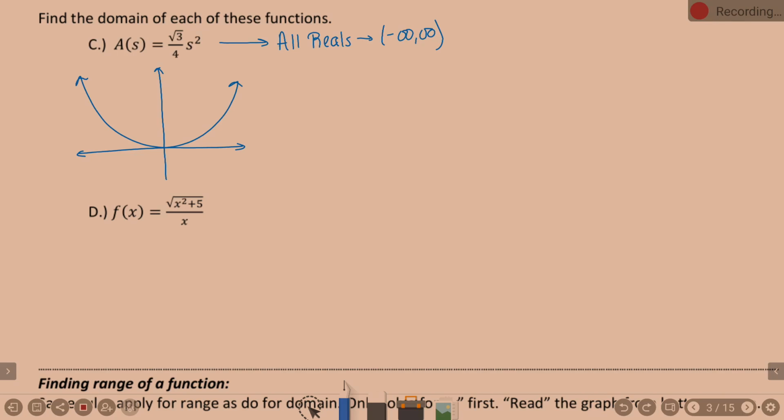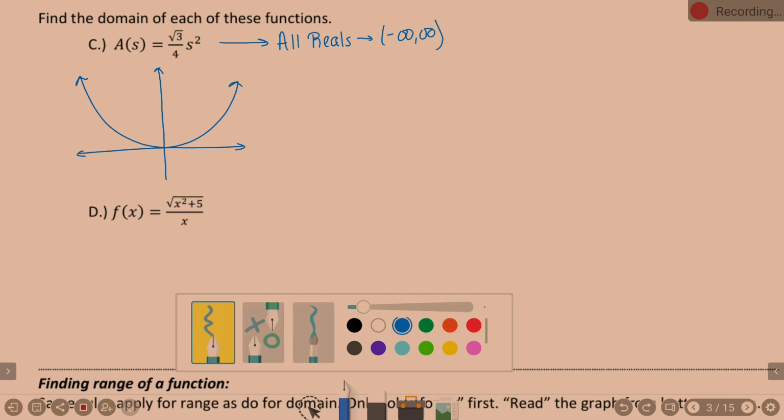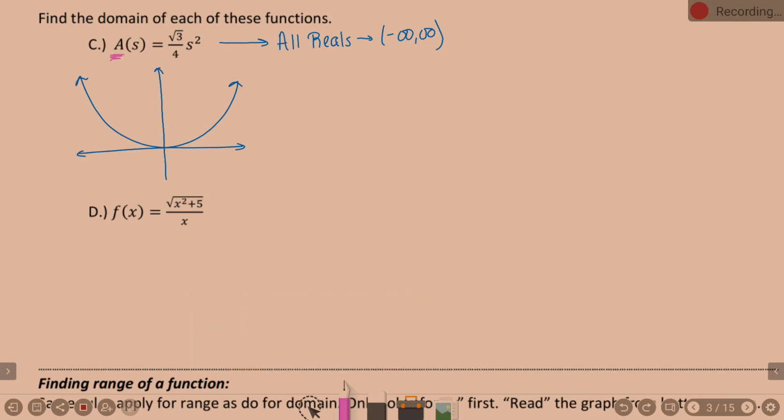What would have to be true of s, not because of the equation, but just because of reality? Positive. S has to be positive because sides of any figure are always positive. Okay? Now, to be honest, this is the area of an equilateral triangle with side length s. Did I expect you to know that? No. But what I'm trying to point out to you here is that this is an area formula with side length s. Okay? Can that affect our domain?